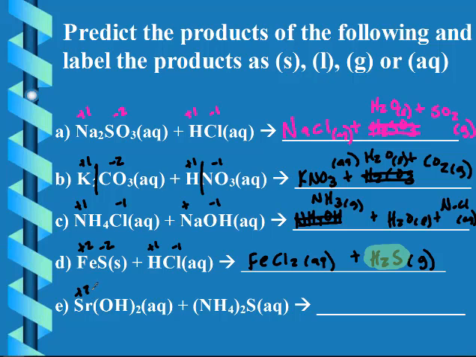And so for the last one, we have strontium sulfide, and we don't have a rule for strontium or sulfides, so we're going to say that's a solid. It is slightly soluble, but we're going to say that's a solid since we didn't have a solubility rule for it. And then ammonium hydroxide, we said earlier, breaks down into ammonia, which is a gas, and water, which is a liquid.